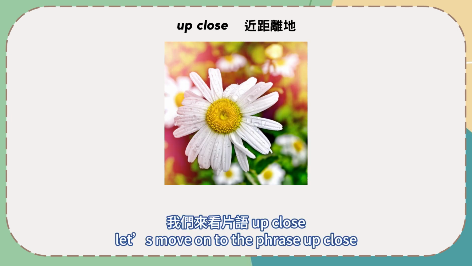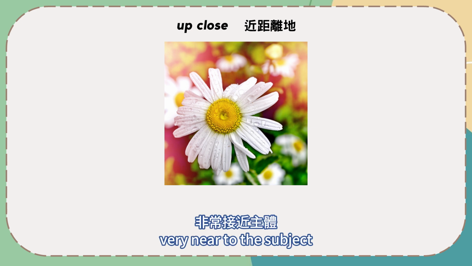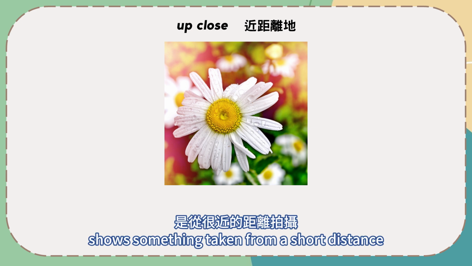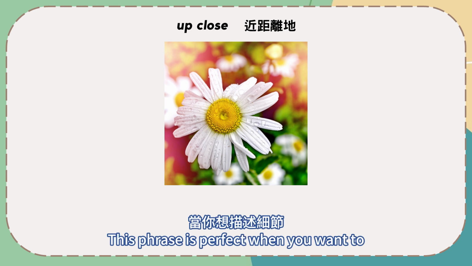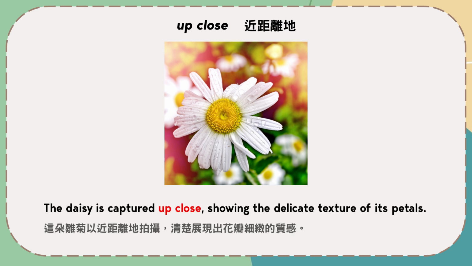Now let's move on to the phrase up close. It means from a short distance, very near to the subject. You can use this when the photo shows something taken from a short distance, allowing you to see fine details clearly. This phrase is perfect when you want to describe detail or highlight the focus in an image. The daisy is captured up close, showing the delicate texture of its petals.